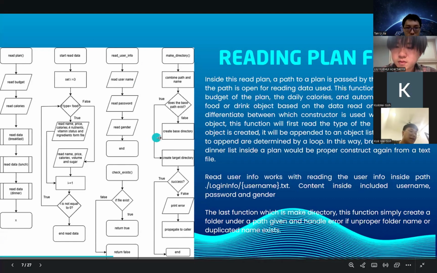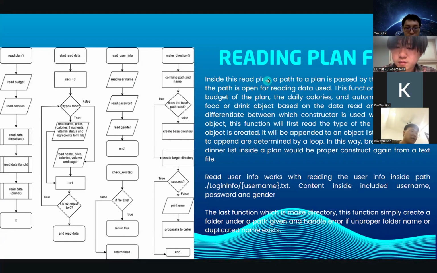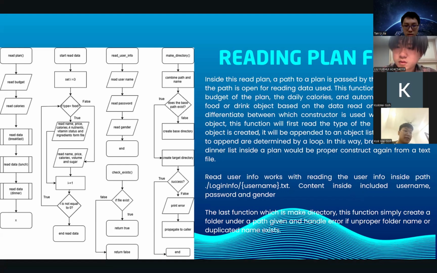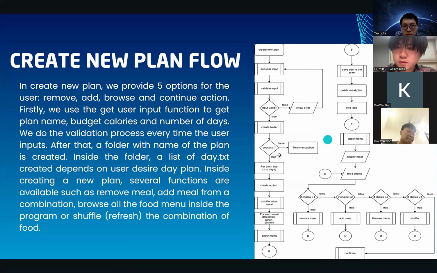So next, reading plan. These are some functions we were using in the system: read brand, read data, read user info, and make directory. Read user info works with reading user info from a certain directory, and make directory just creates a folder for the information.